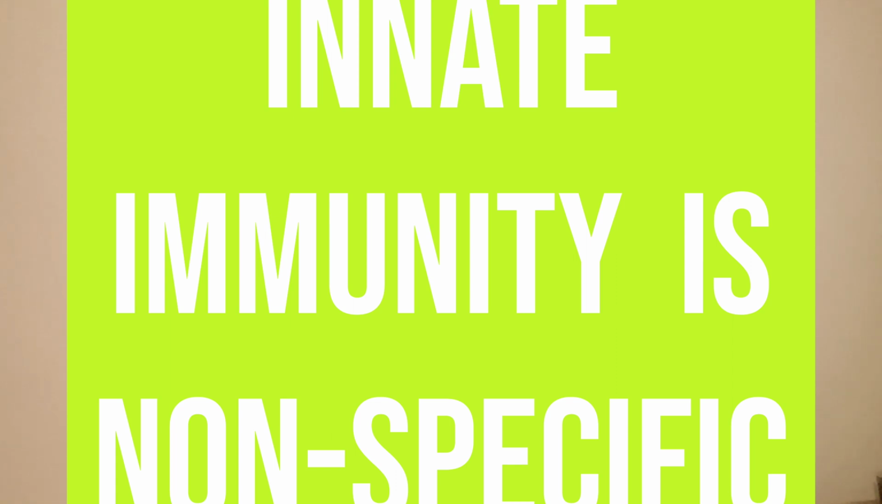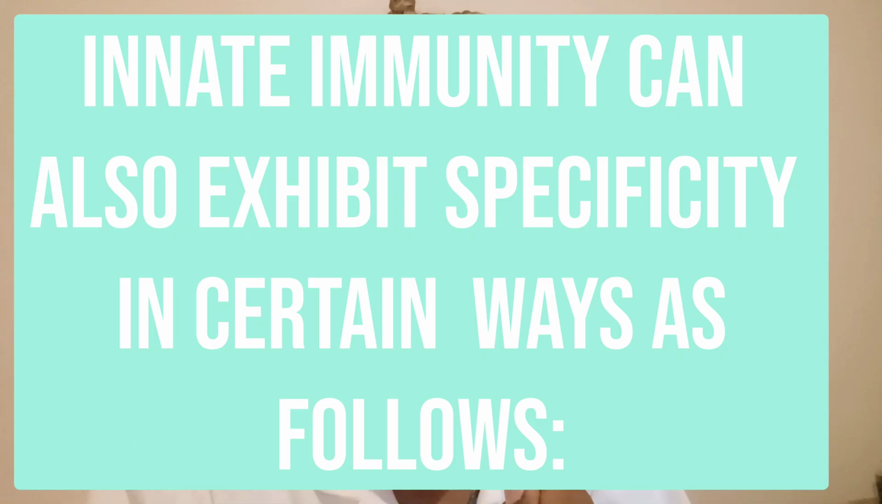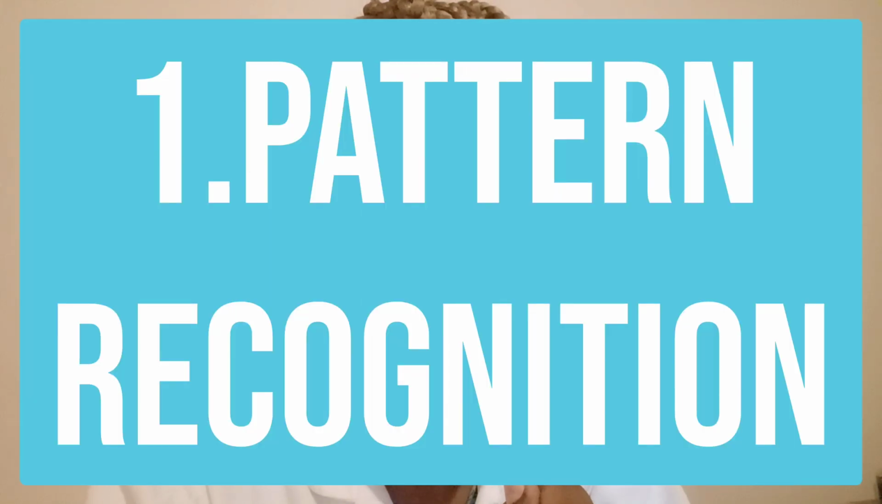I think we have repeated this so many times, but you also have to note something: innate immunity can also exhibit specificity in certain ways. For example, pattern recognition. Innate immune cells recognize patterns commonly found on the surface of pathogens, for example bacterial wall components or viral nucleic acids. While these patterns are not specific to individual pathogens, they do trigger specific immune responses that help to eliminate a broad range of pathogens.